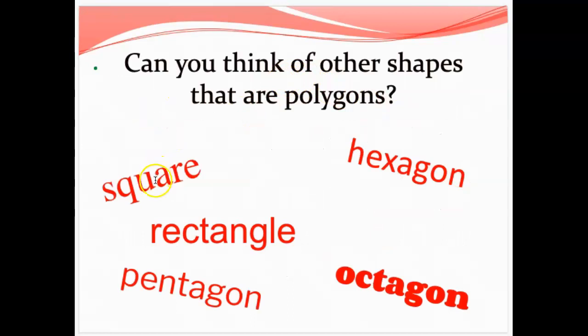Here are some other types of polygons. They have 3 or more sides, they're closed, and the sides are straight. A square, a rectangle, a pentagon, a hexagon, and an octagon. We're going to be talking about all of these shapes today. We won't quite get to octagon, but we'll be focusing on the rest.